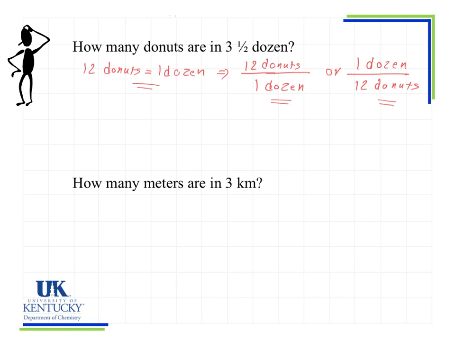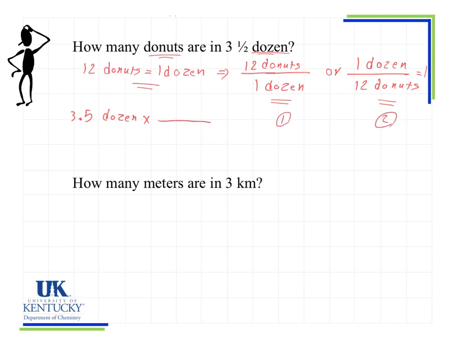So here we are trying to convert 3.5, and it's better to write it this way, dozen. I have dozen, and I want to know how many donuts. If these two equal 1, and I multiply this by 1, what happens? Nothing happens, right? So we don't change the number, but you can use these two conversion factors to convert dozen to donuts. So we multiply this by one of these two. Which one of these two do we choose?